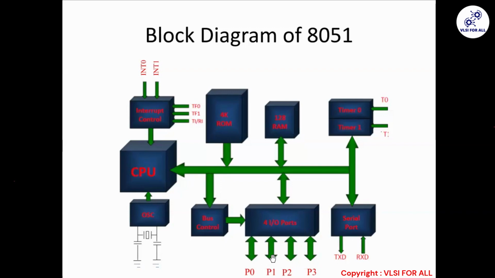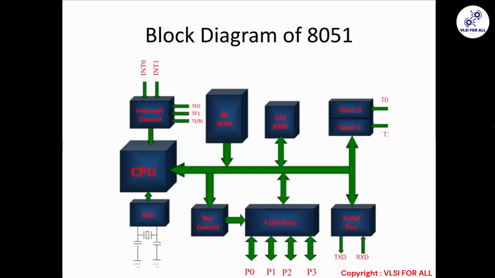Again, port P1 has 8 pins, thus acting as 8 IO, and internally 8 latches. Latch, to latch the value, as the name suggests. Latching, keeping the values. Similarly, the P2 and P3 ports are there, of 8 bits each.